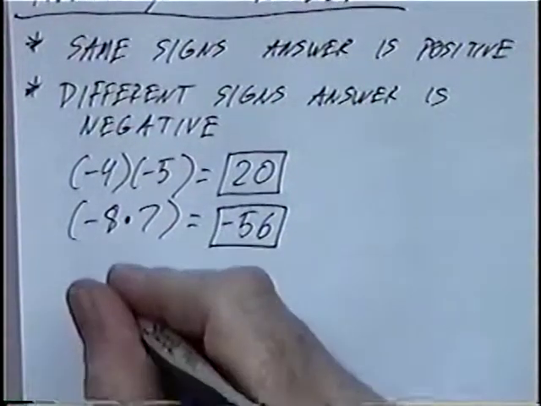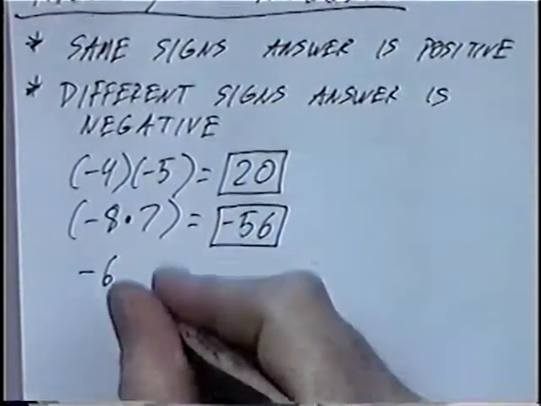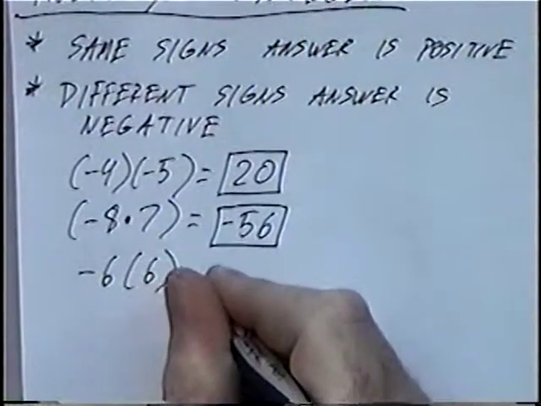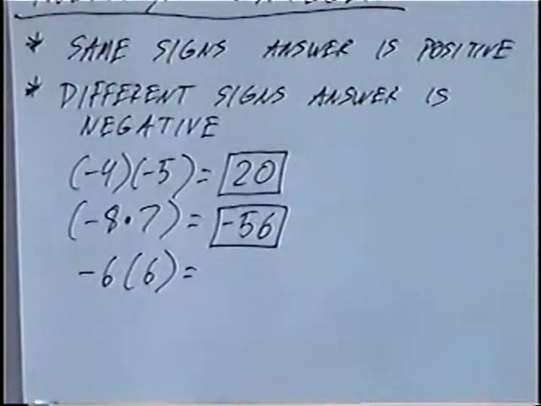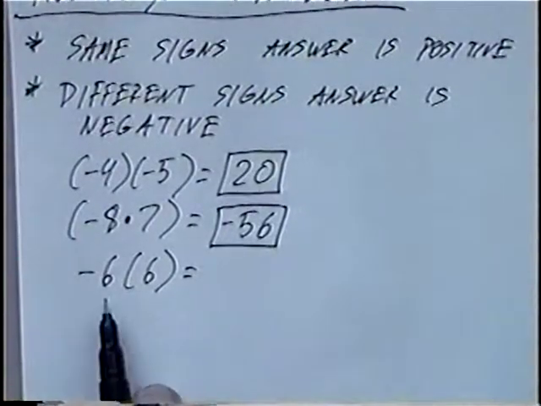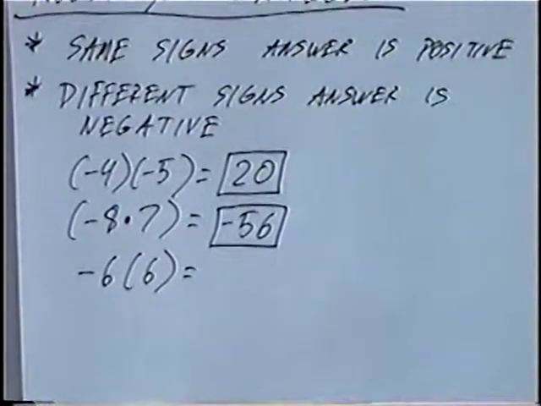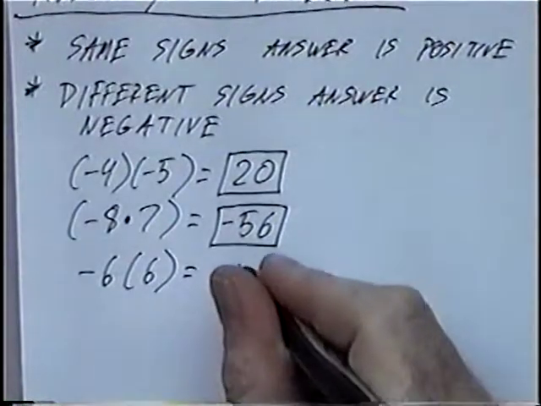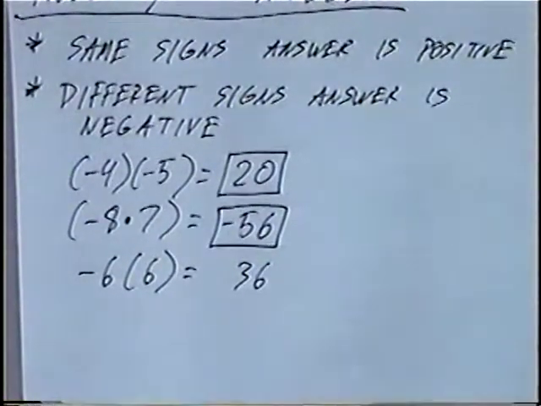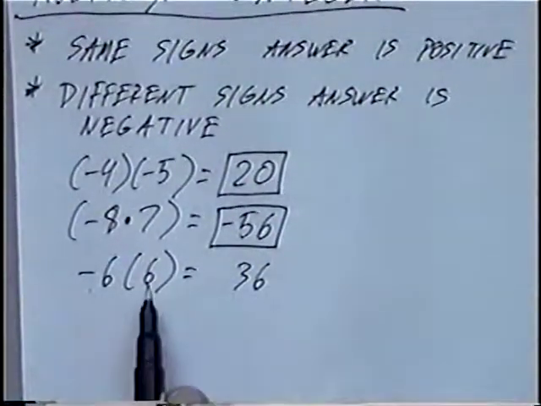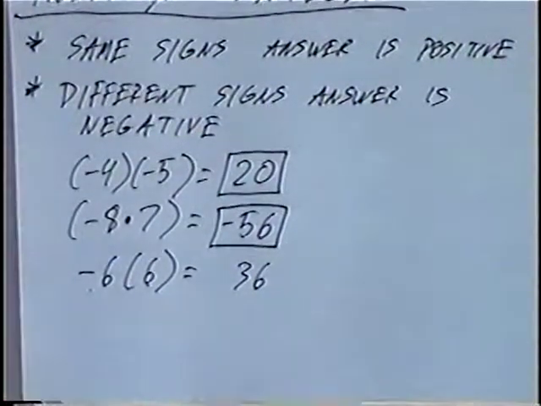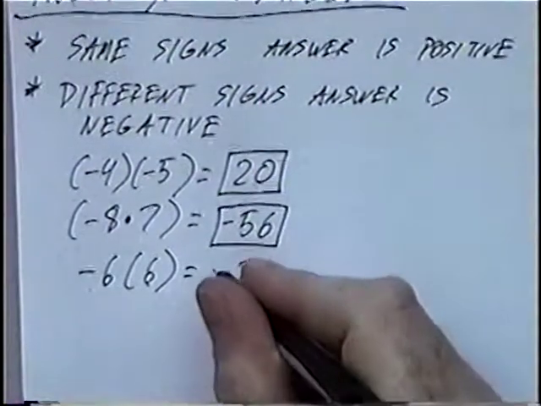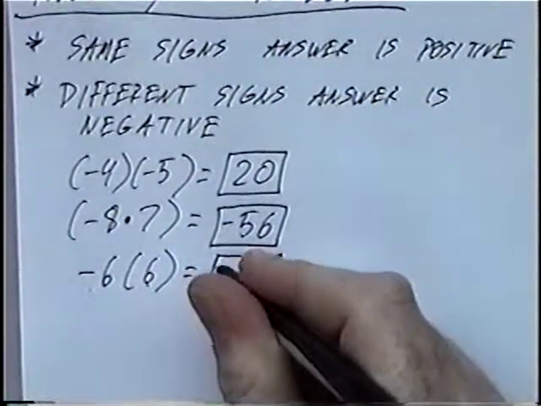Third question, -6, and in parentheses, 6. So we have -6 times 6. Multiplying, 6 times 6 would be 36. And looking at the numbers, we have different signs, one negative, one positive. Different signs when you multiply, the answer is always negative. In this case, -36.